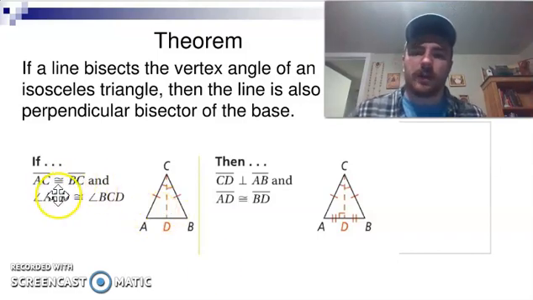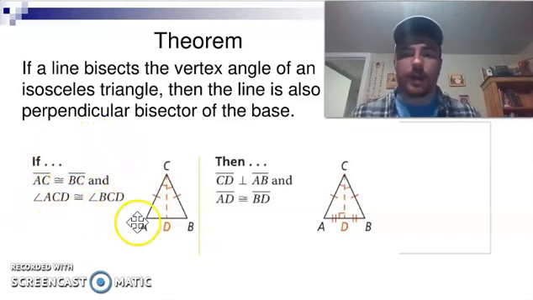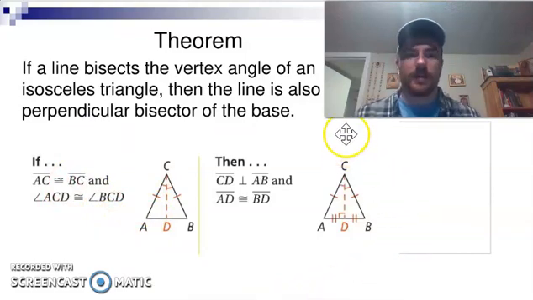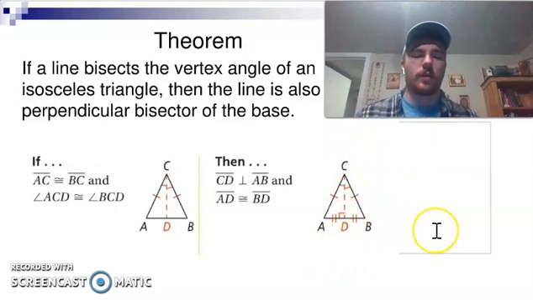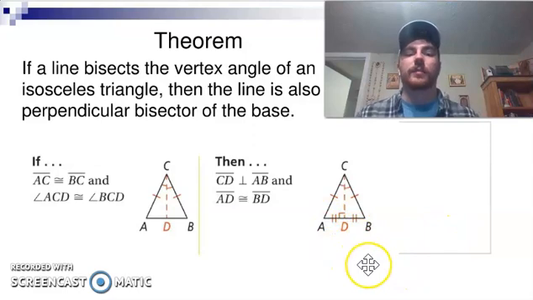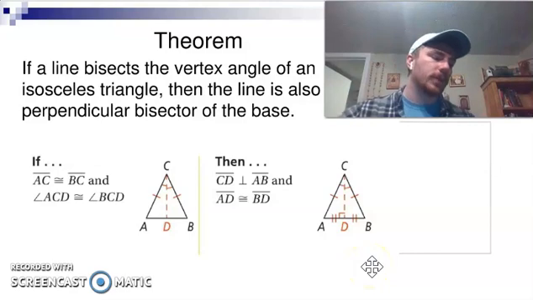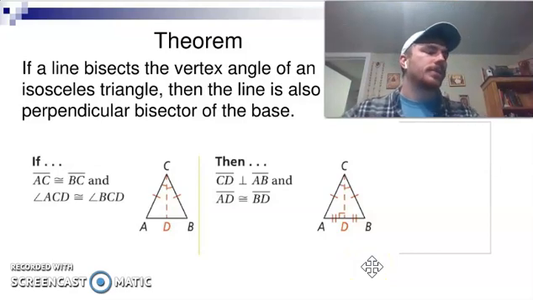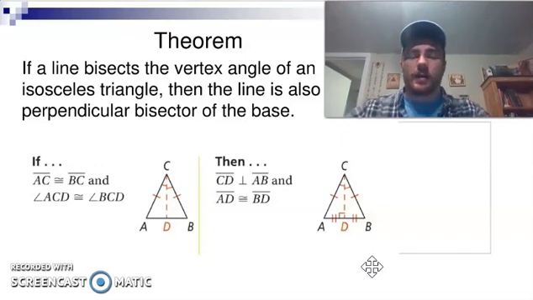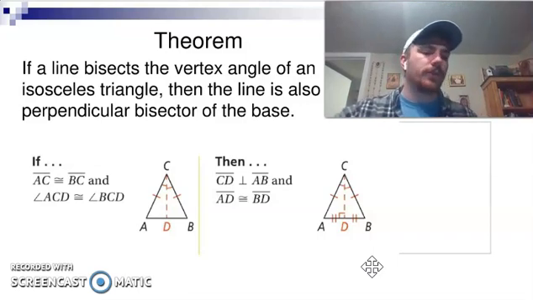So on the left, if we have that the two sides are congruent and the angles up top are congruent, then CD and AB are perpendicular to one another, and AD is congruent to BD, meaning it's a perpendicular bisector. So once again, pause the video if you need to take more of a look at this. There's pretty much the same exact explanation and pictures on 252 if you'd like to look at that.